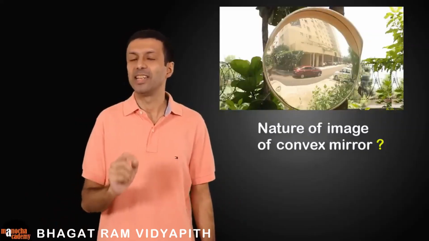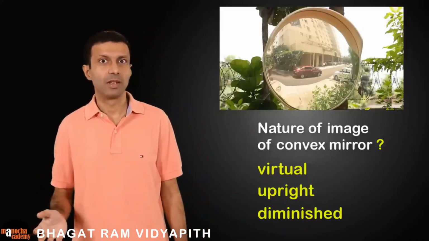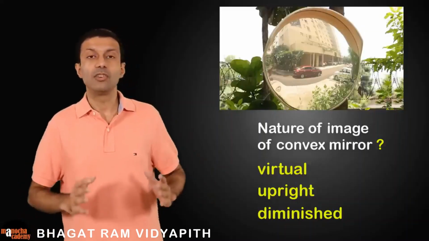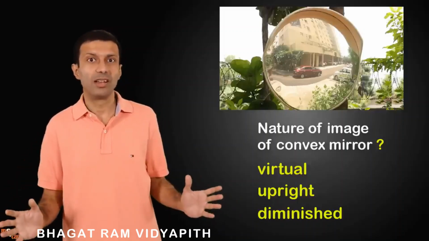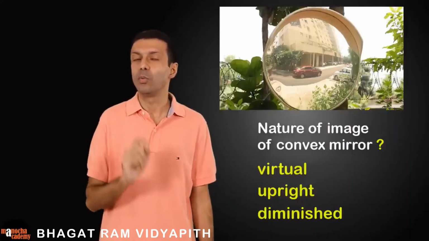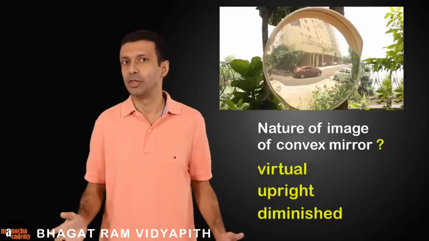That's right, it's always virtual, upright, and diminished. Imagine if that convex mirror gave an inverted image, then the driver would get all confused and an accident may happen. So the convex mirror always produces a virtual, upright, and diminished image. I hope the image formation for concave and convex mirrors is super clear to you now.